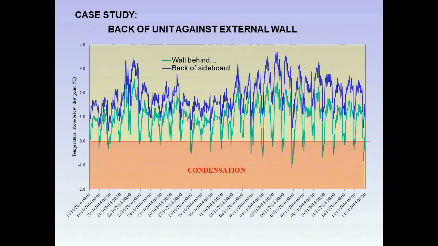And this is the actual data from there. Note the wall behind, in green, dropped below the dew point, hence we got condensation periodically. The back of the sideboard never did, or the back of the unit never did. And this is where the mould grew, because that particular material was susceptible to mould, and we're probably looking at primary or secondary colonizers.